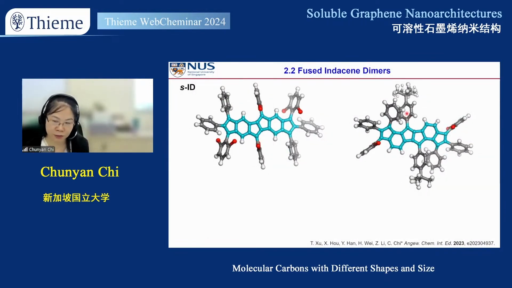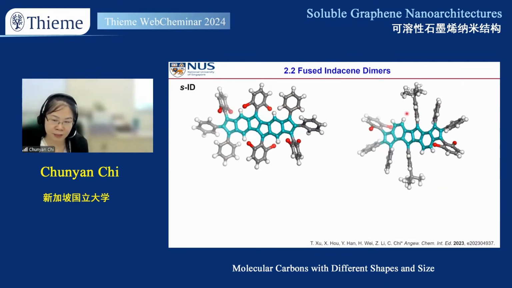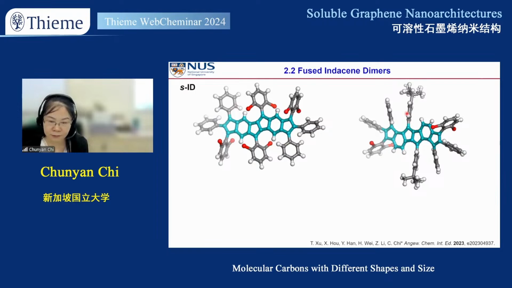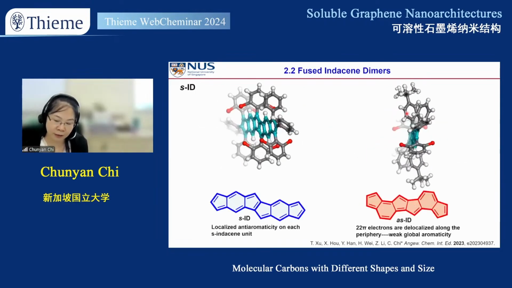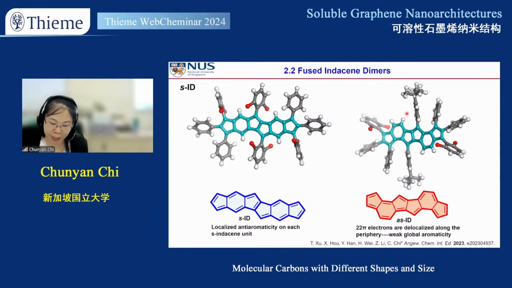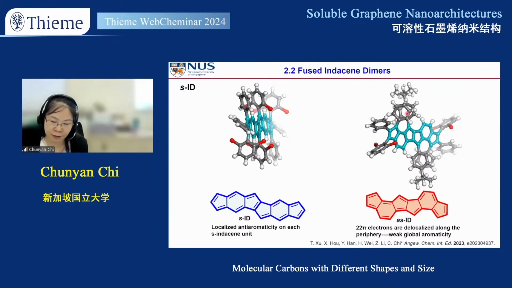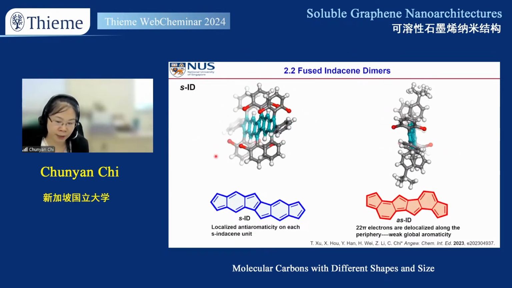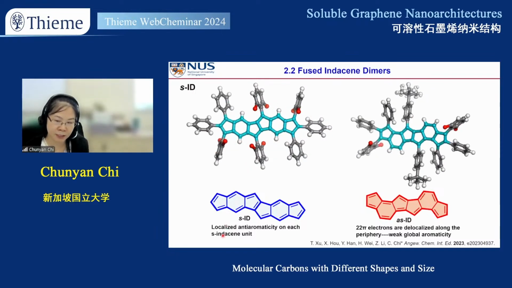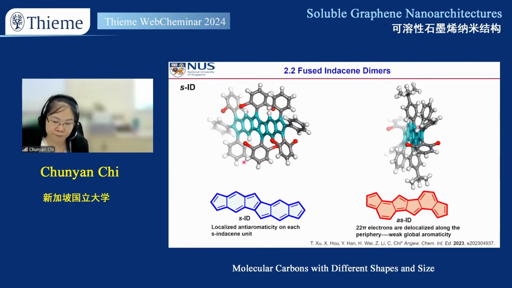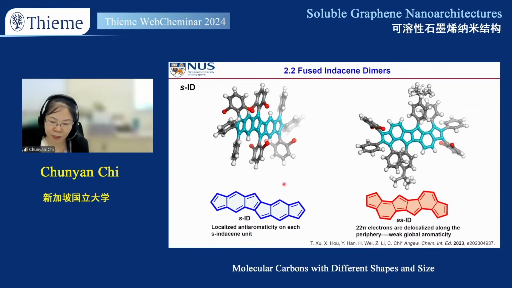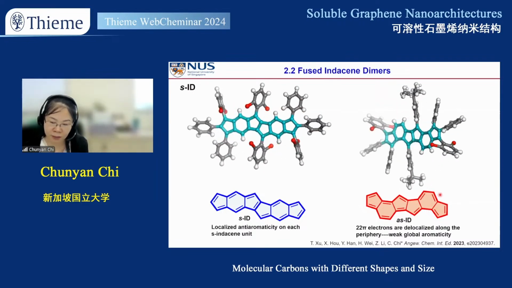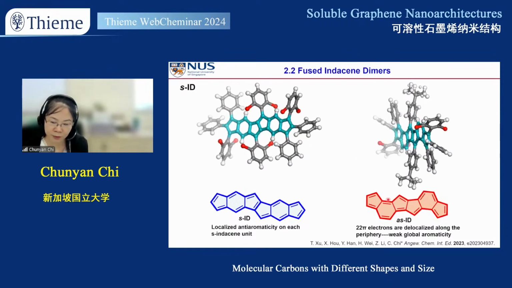And these are single crystal structures. As you can see, all the reactive sites are blocked by phenyl rings and dichlorophenyl groups. Actually, we also did a lot of experimental measurements combined with theoretical calculation. Then we can conclude that the fused S-indocene dimer has localized anti-aromaticity on each S-indocene unit. Then the fused AS-indocene dimer has 22 pi electrons along the periphery, so this molecule has weak global aromaticity.